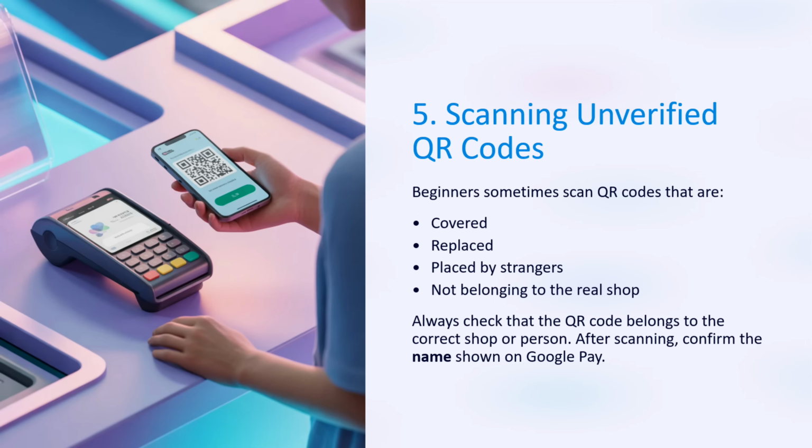Fifth one is scanning unverified QR codes. Beginners sometimes scan QR codes that are covered, replaced, placed by strangers, and not belonging to the real shop. Always check that the QR code belongs to the correct shop or person. After scanning, confirm the name shown on Google Pay.